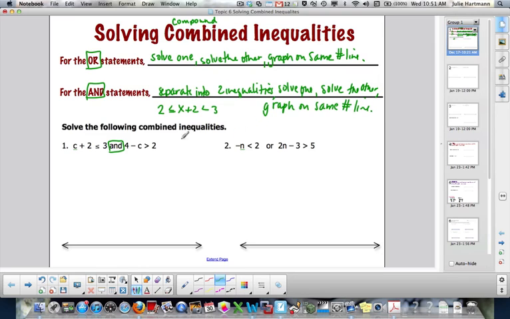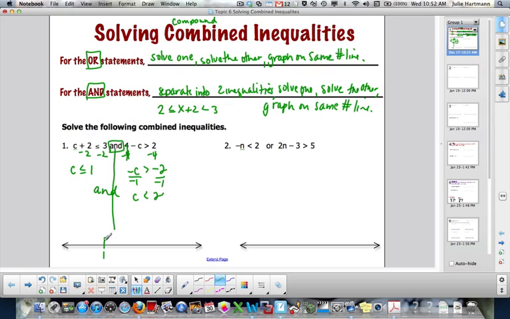So let's do a couple of these. The first one is an and statement. So basically, solve this one over here. I minus the 2. I get c is less than or equal to 1. Over here, that's a positive 4, so I have to minus 4. Negative c is greater than negative 2. And then because that's a negative, I'm going to divide by a negative 1. Because I'm dividing by a negative, I flip that to be less than. Negative 2 divided by negative 1 is 2. So I have c is less than or equal to 1, and c is less than 2.